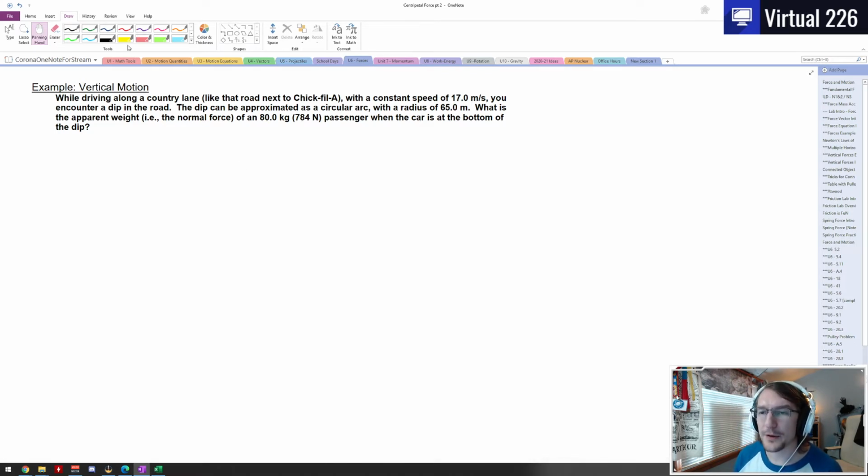So in our problem here, we're driving along the country road at a constant speed of 17 meters per second. So that's v, our speed. And in this case, we happen to actually hit a dip in the road. So instead of feeling lighter, when you go down a dip, you kind of get pushed into your seat a little bit, okay? And we feel a little bit heavier. That normal force is what we feel, so we feel a little bit heavier.